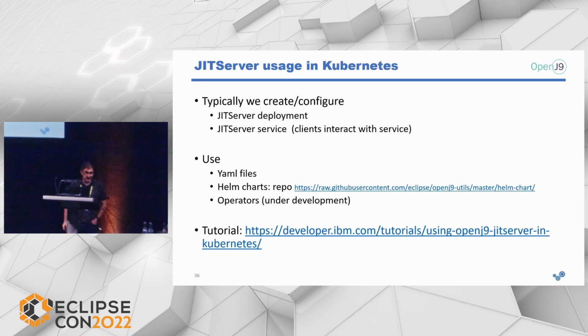So how about in Kubernetes? Well, again, it's very simple to use it in Kubernetes. Typically, you need to create a deployment and a service. You can easily do so with YAML files, or you can use Helm charts. I put here the link for the JITServer Helm chart repository, or you can use operators. Right now, we don't have operators, but we are working on it, and they will be available shortly. At the bottom of the slide, there is a link for a very good tutorial on how to deploy JITServer in Kubernetes using YAML files and Helm charts.